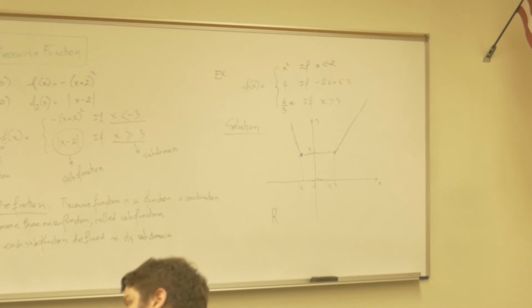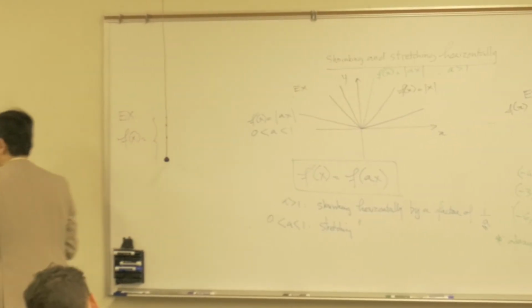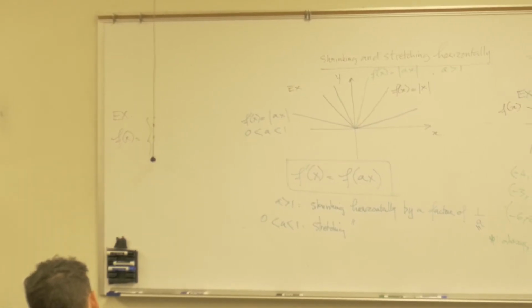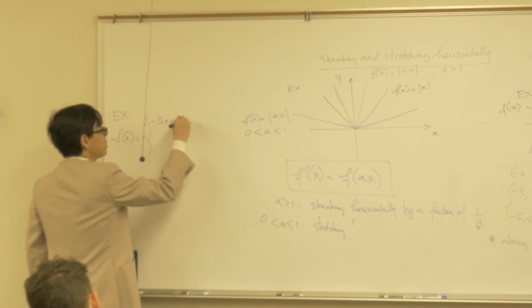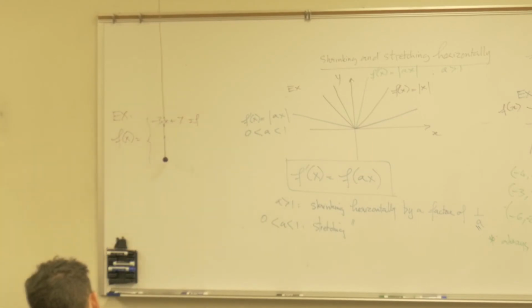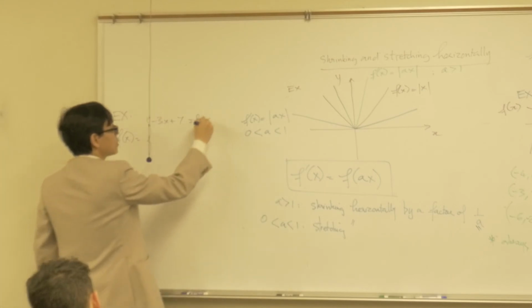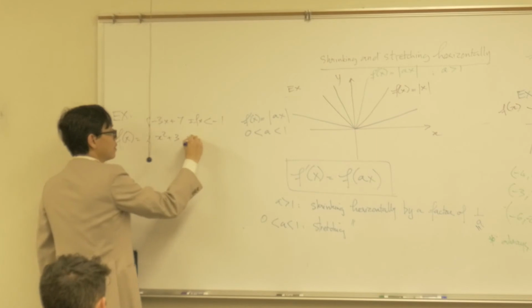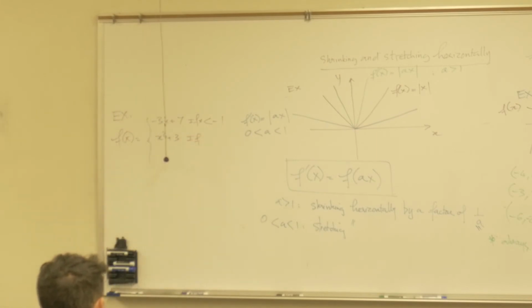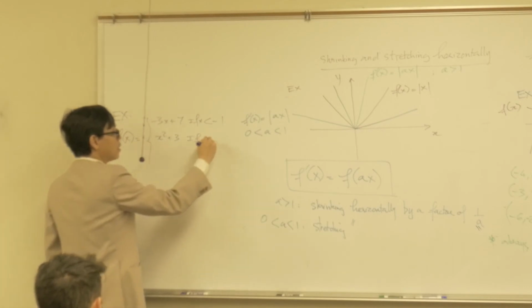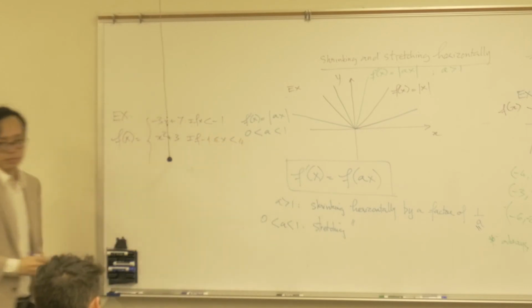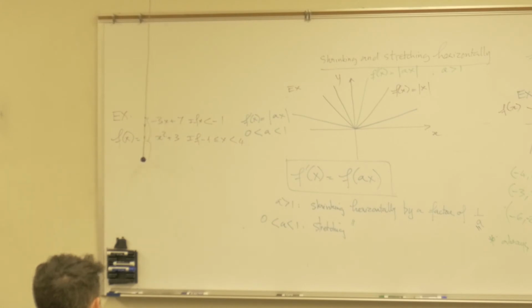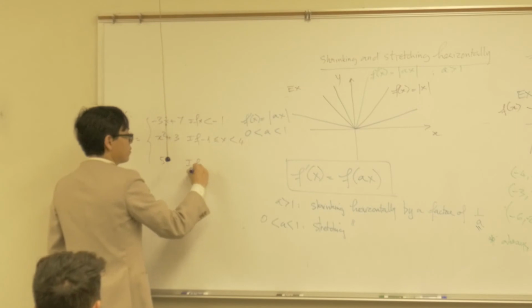Let's get together in a group and try to do this problem. So I have the function y. My first subfunction is negative 3x plus 7 if x is less than negative 1. The second one is x squared plus 3 if x is between negative 1 and 4. And the third one is 5 if x is greater than 4.